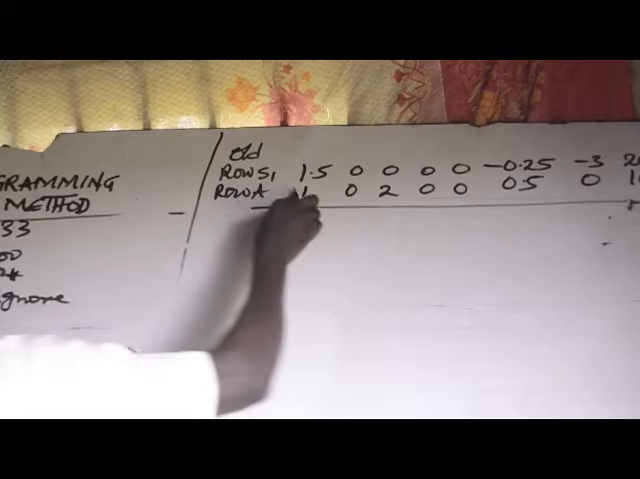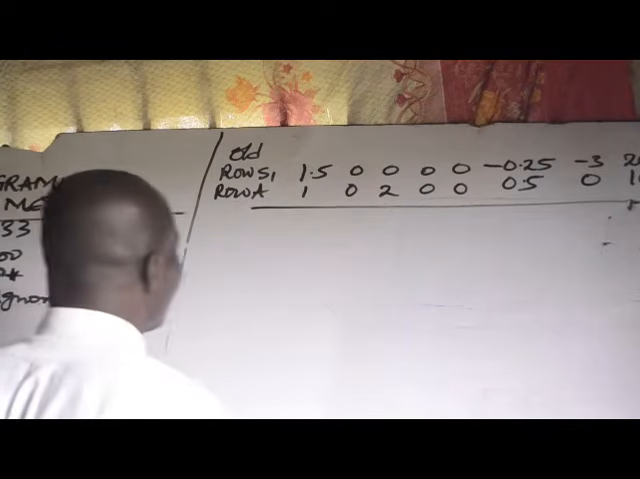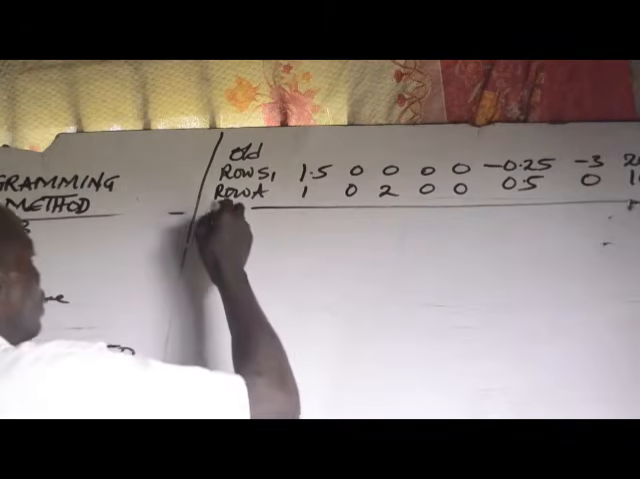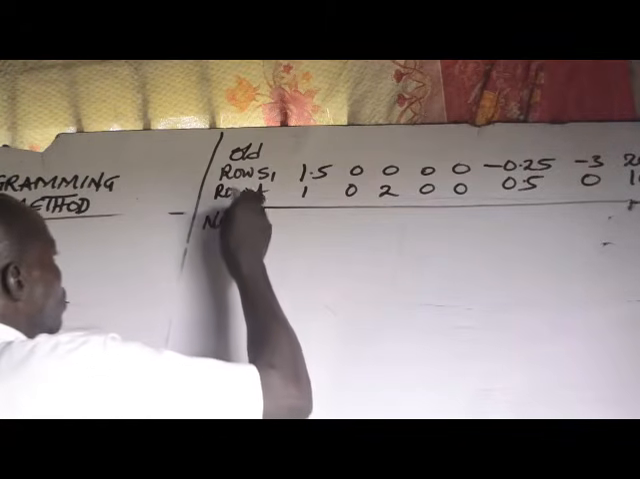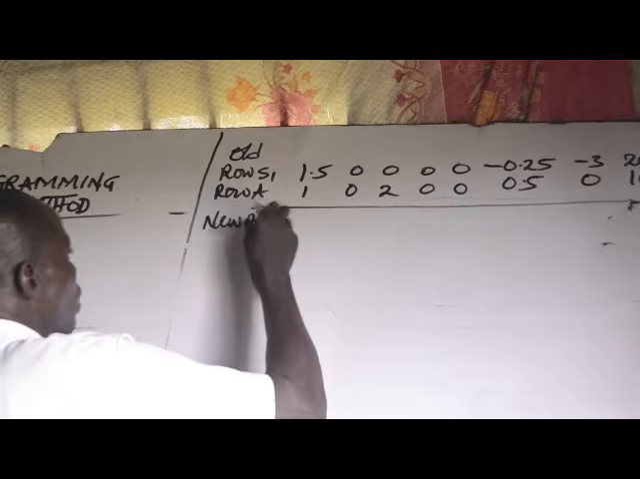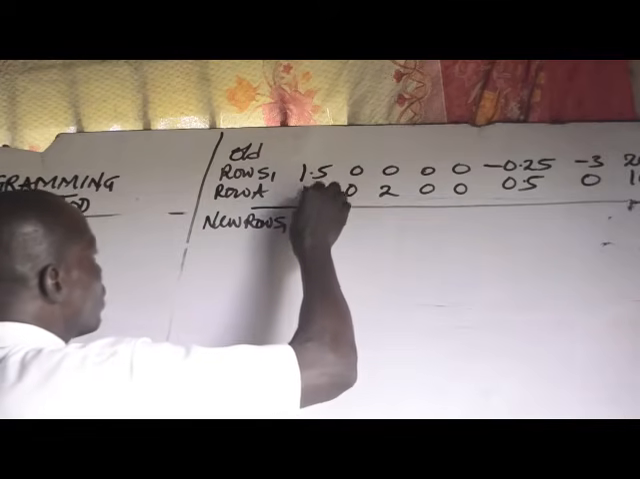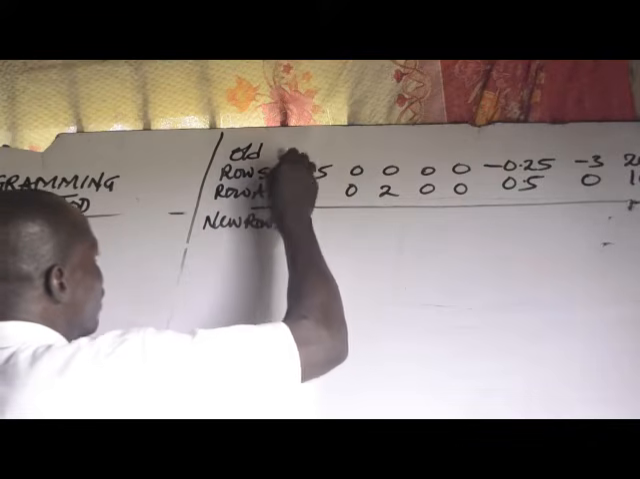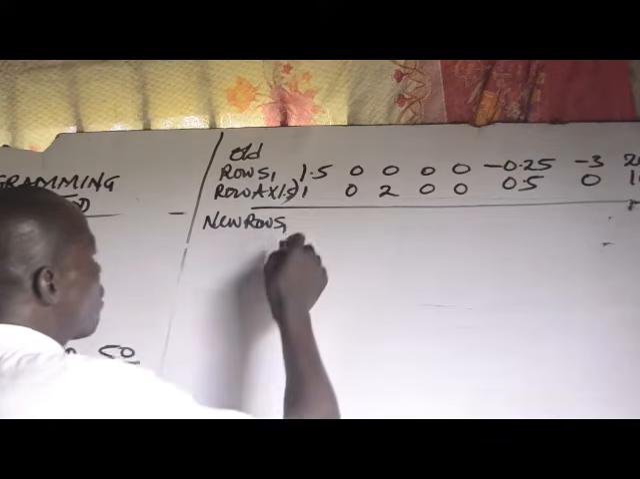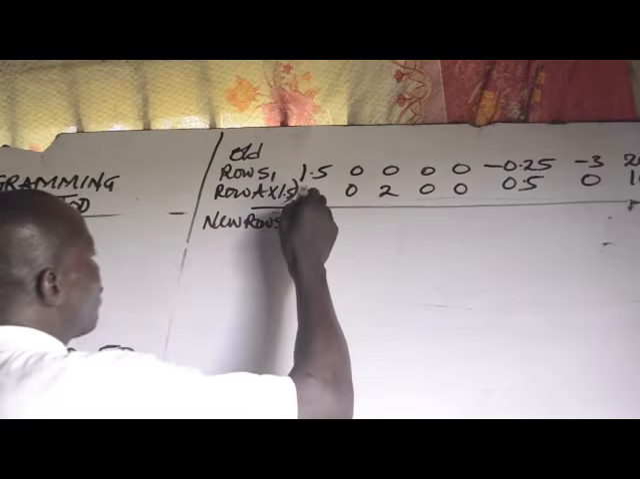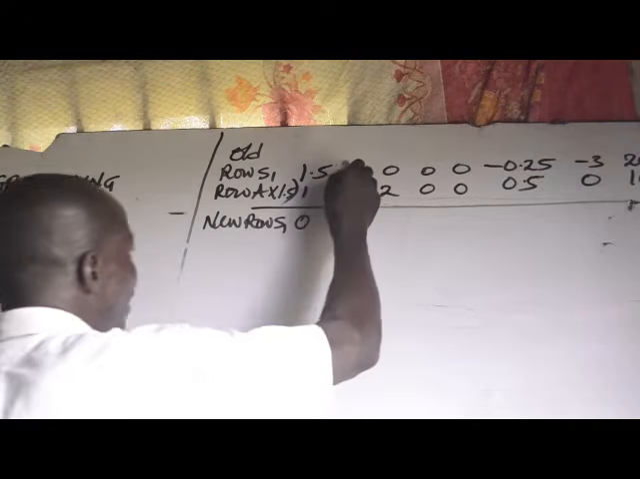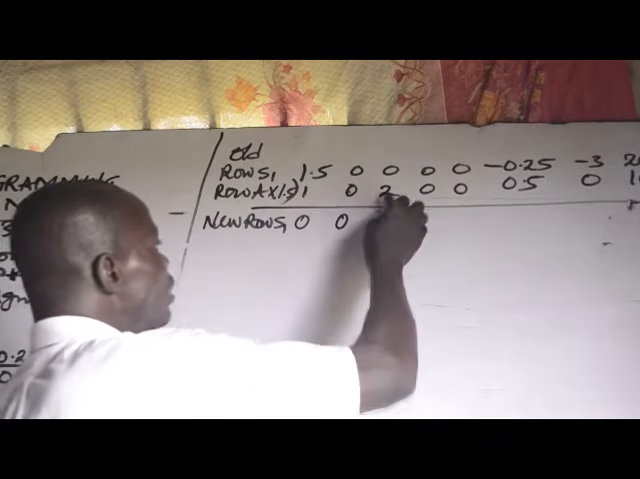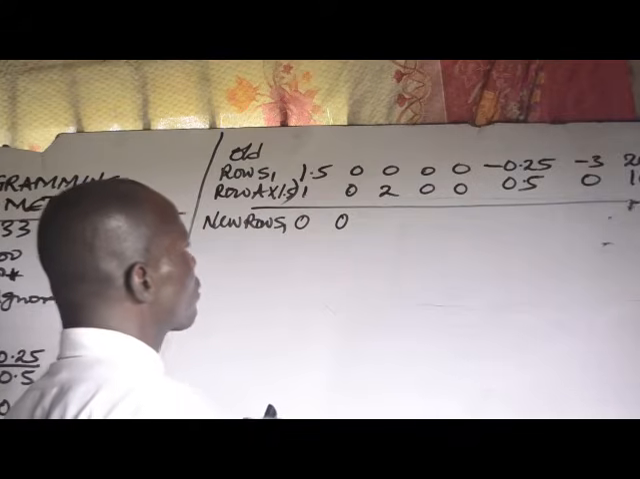For this to be 0, if you have 1.5 minus 1, it will be 0.5, not equal to 0. So for the new row S1, this has to be 1.5, therefore you multiply the pivot row by 1.5. So 1.5 times 1 will be 1.5. 1.5 minus 1.5 will be 0. 1.5 times 0 will be 0. 0 minus 0 is 0. 1.5 times 2 will be 3.